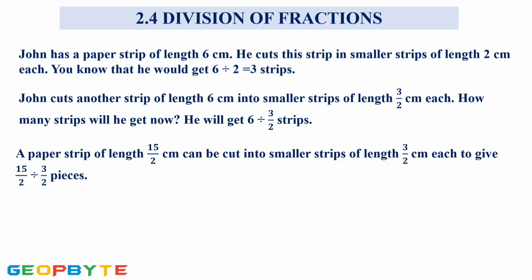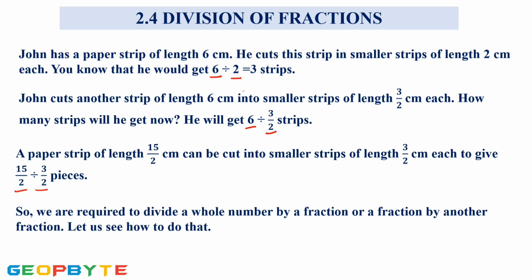So if you observe carefully, in the first case, 6 is a whole number and 2 is also a whole number. We are performing whole number division. Now in the second case, we have a whole number and a fraction. So here we are performing division of a whole number by a fraction. And in the third example, both are fractions. So we are performing division by a fraction. So we are required to divide a whole number by a fraction or a fraction by another fraction.